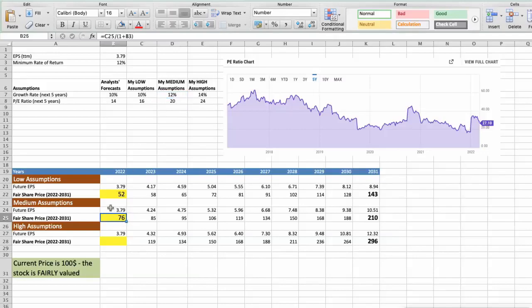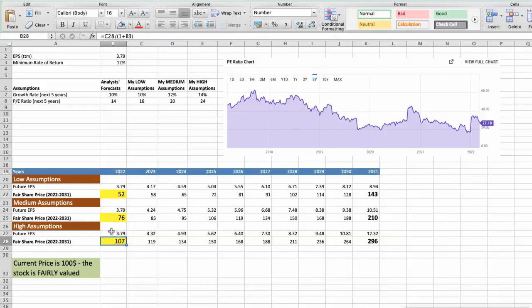Third scenario. Alibaba will have high performance in next 5 years, and we will use the following parameters in our calculation. Future growth rate would be high, 14%. Future P/E would be high, 24. In this case, the fair value of the stock today would be $107.